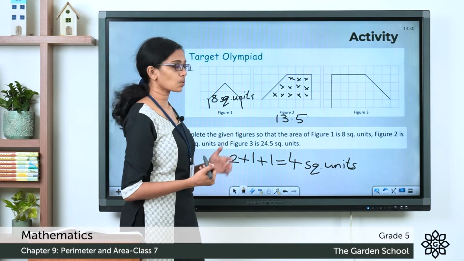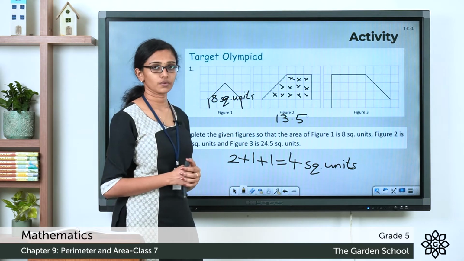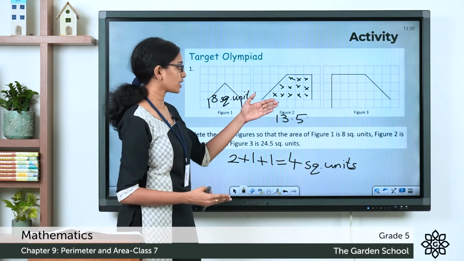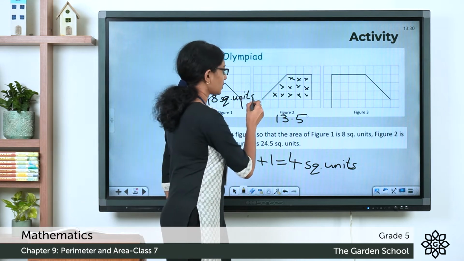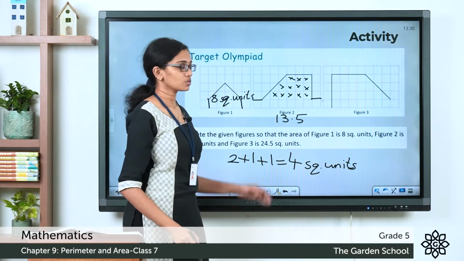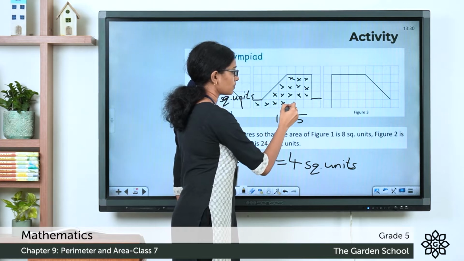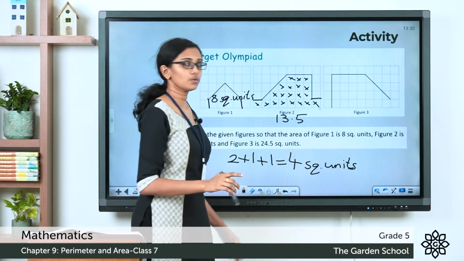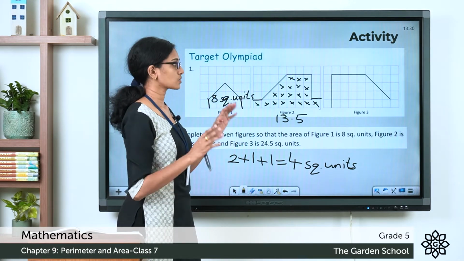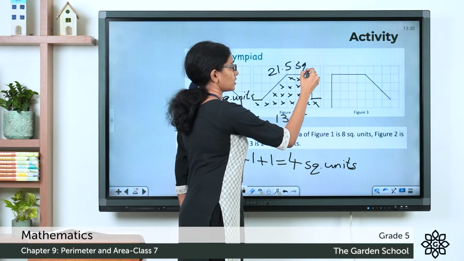So how do we add squares to it? What is the difference between 21.5 and 13.5? The difference is how much? 8 squares. So we can add 8 more complete squares to this picture. How? See, right now we have 13.5. We are drawing a line here and we are drawing a line here also. So now we have added how many extra squares? 1, 2, 3, 4, 5, 6, 7, 8. So to this 13.5 square units, we have added 8 more square units. So now the area is 21.5 square units.